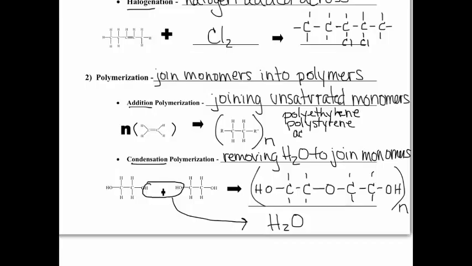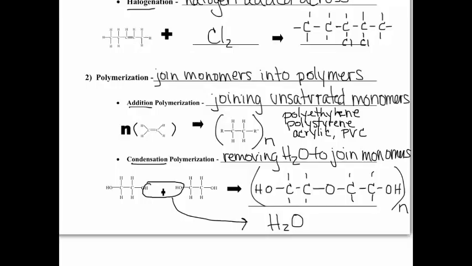Acrylic, a lot of woven fabrics are made out of acrylic. It's a very durable fiber. PVC, that's what like sewer pipes and stuff in a house are made out of, that white tube that you might see if you go in the basement. Those are all examples of addition polymerization products.